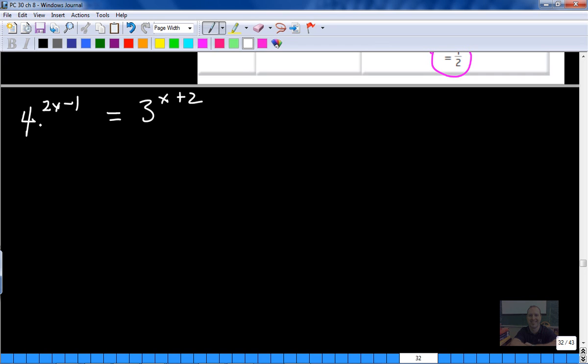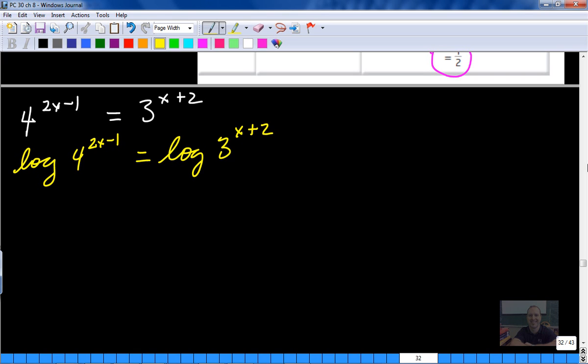Now, obviously, we have a base of 4 and a base of 3 here. Those can't be written in the same base very easily. So we're not going to do the same base thing. We're going to apply the logarithm. All right, so you'd write this as the logarithm of 4 to the power of 2x minus 1 equals the logarithm of 3 to the power of x plus 2.